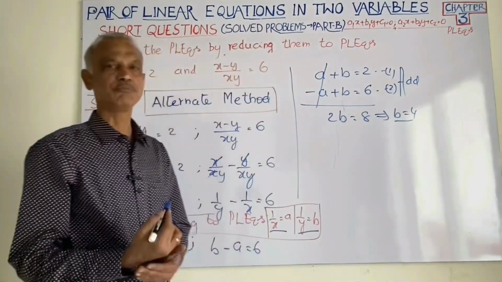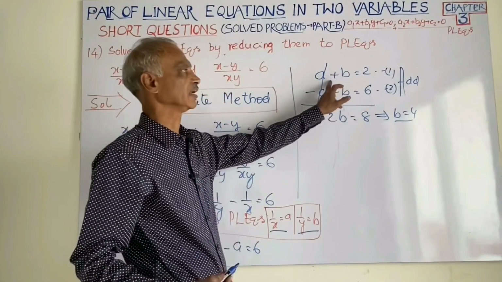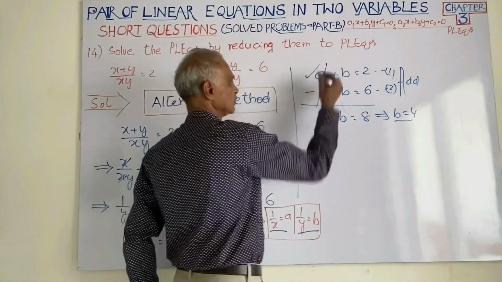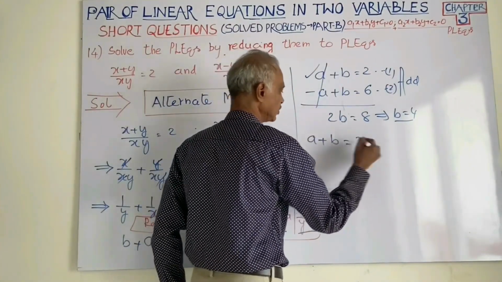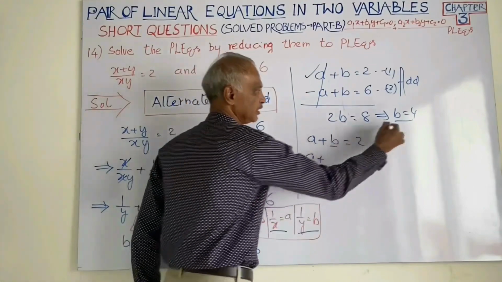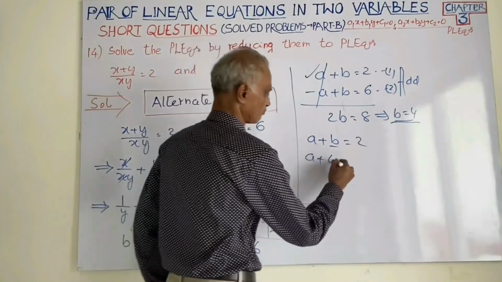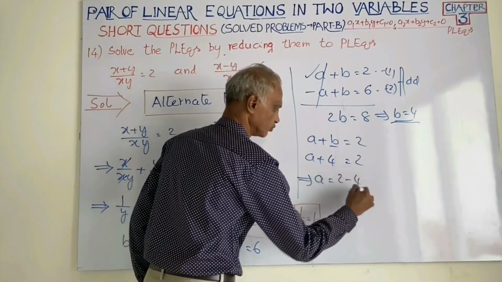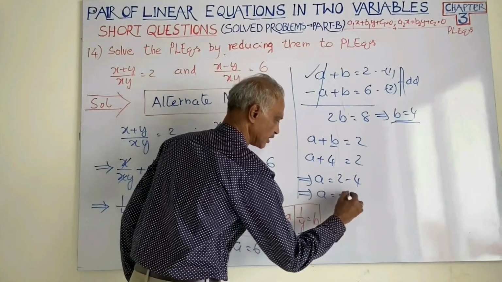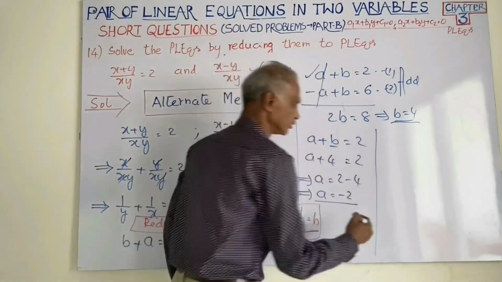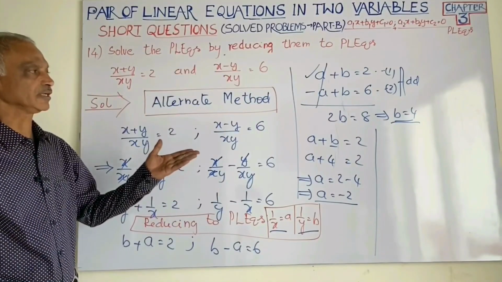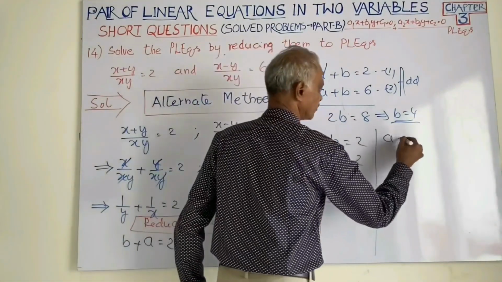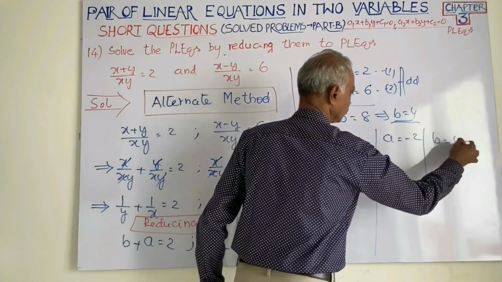We got the value of b. Then you can find the value of a. Substitute the value of b in one of these two equations. I am taking this equation: a plus b is equal to 2. What is the value of b? We got 4, so a plus 4 is equal to 2, and a is equal to 2 minus 4. You will get a is equal to minus 2. Now you got two values: a is equal to minus 2 and b is equal to 4.